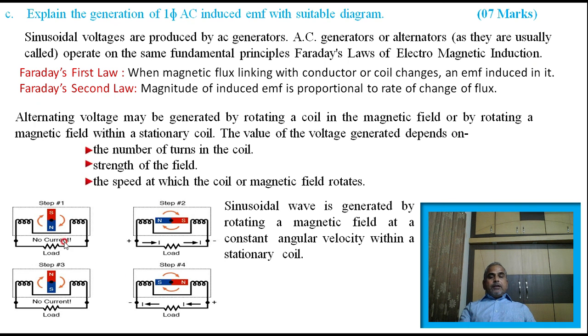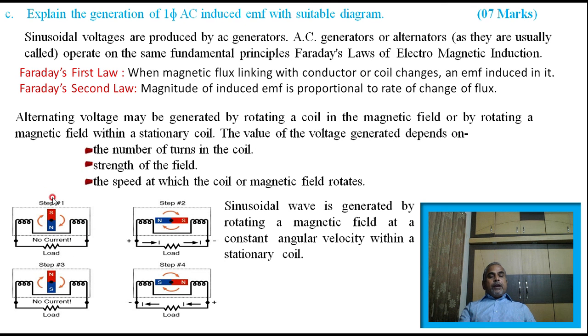I will demonstrate this with four different diagrams. In the first diagram, you can see the magnetic flux produced by the magnet, which is moving in the same direction as the coils. The conductors and flux are moving hand in hand. Therefore, there is no induced voltage, and no current is flowing in the external circuit.